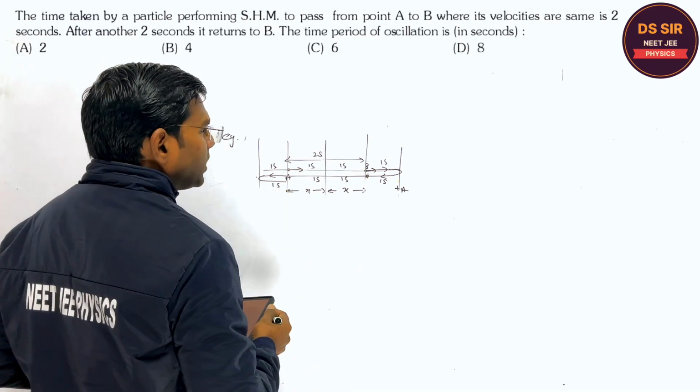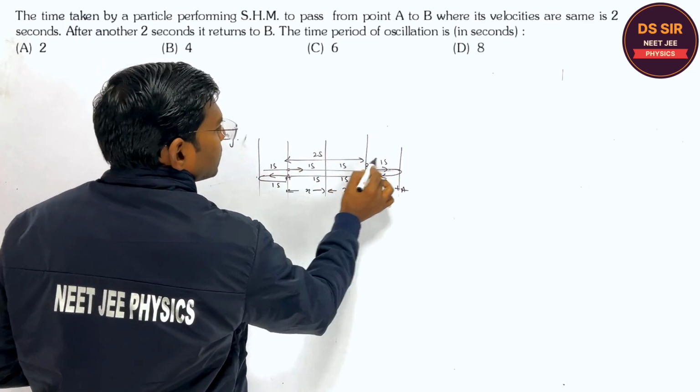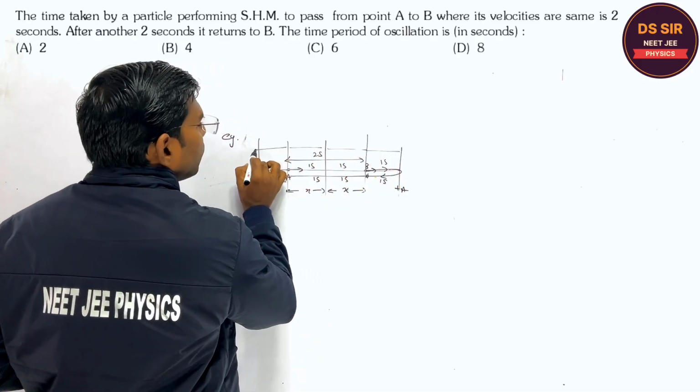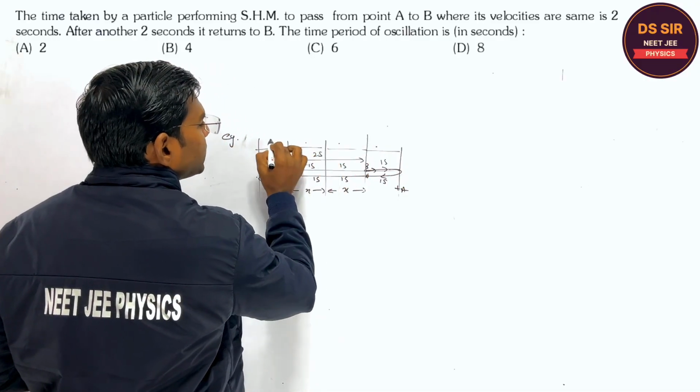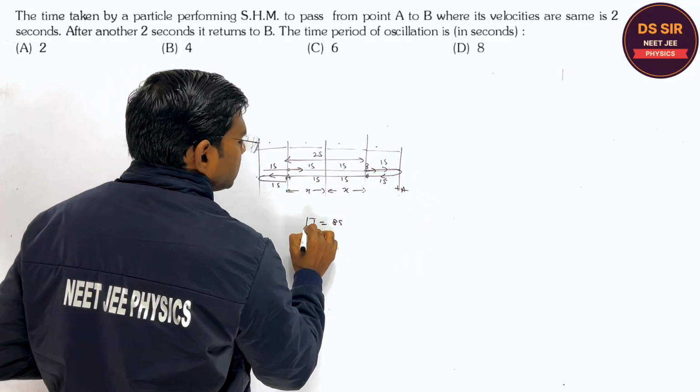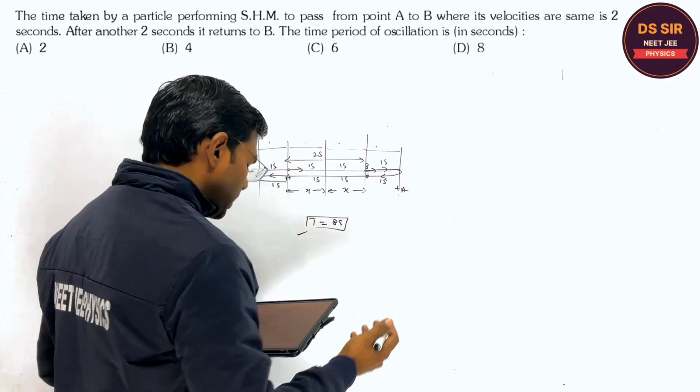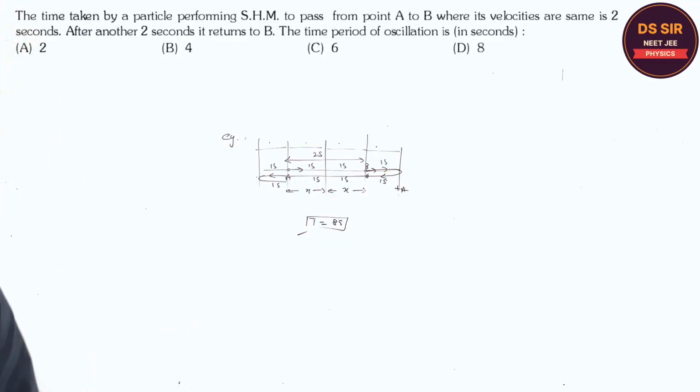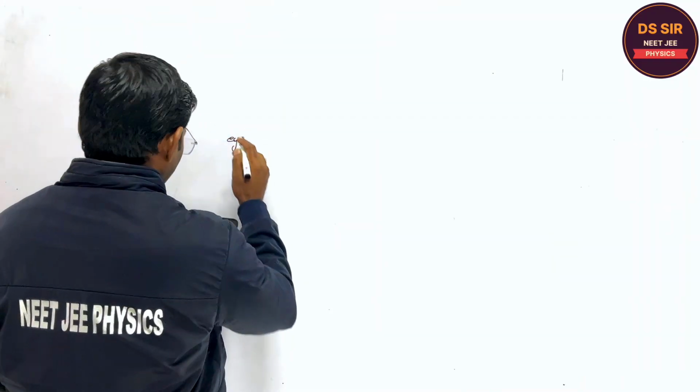So you tell me what is the time? So 1, 1, 1, 1. 1 second, 1 second, 1 second, 1 second. 4 second and 4 second. 8 second is the total time period. So without calculation, you can solve this question. So just read this question.